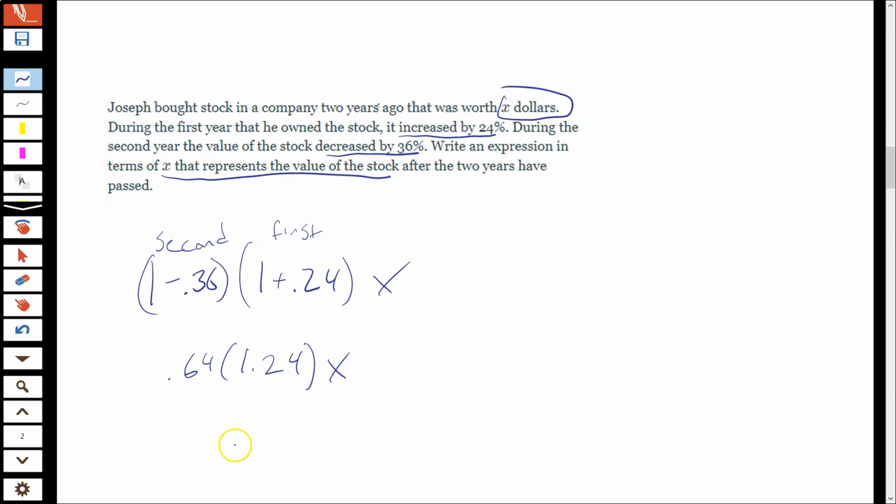And then when I combine those together, that multiplies out to 0.7936. So notice that's like 79%. So our guy lost about 20% of his initial payment, which is tough for our guy Joseph. So this is the value after the second year. Okay. Good. You guys are going to crush these, I'm sure, and we'll be able to move on to something harder in our next lesson.